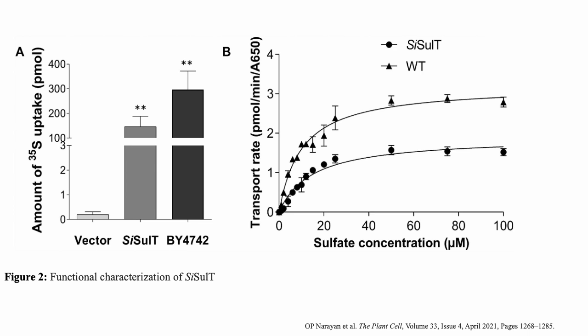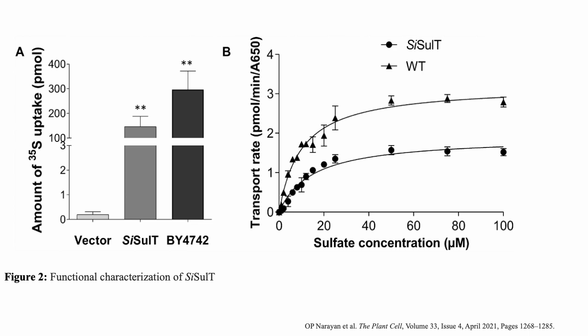Both BY4742 and HK14 transformed with SiSLT showed a strong accumulation of radioactive signal, with 296 picomole sulfate for BY4742 and 146 picomole for HK14 transformed with SiSLT. In contrast, the HK14 mutant transformed with empty vector took up a negligible amount of sulfur with a very low radioactivity count of 0.2 picomole sulfur equivalents, as we can see easily in figure 2A. These data suggest that SiSLT has the potential to supplement the yeast HK14 mutant.